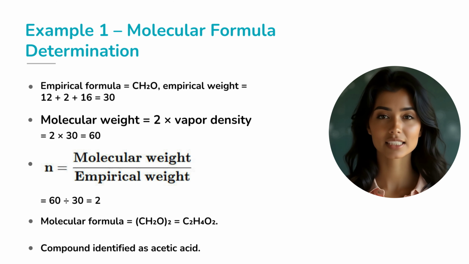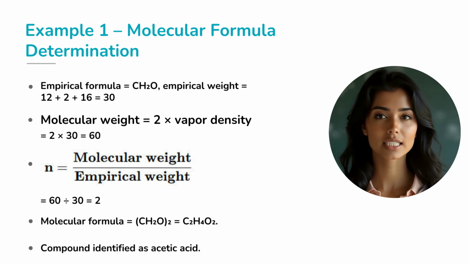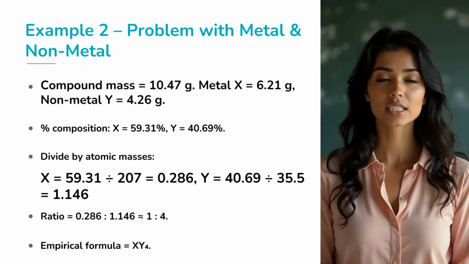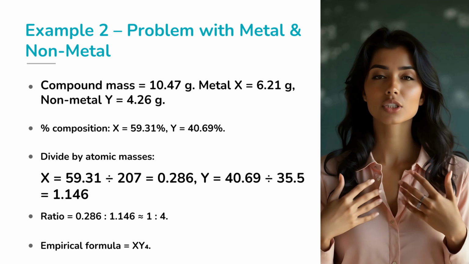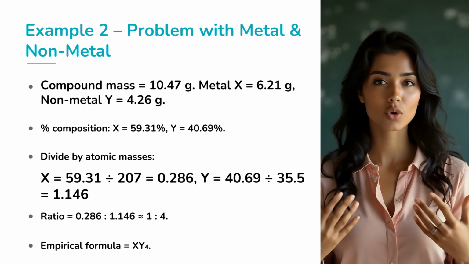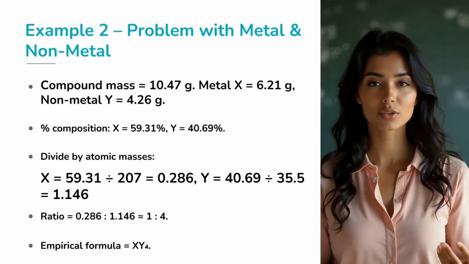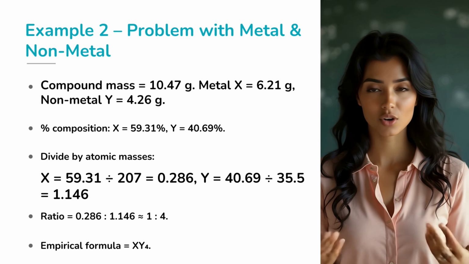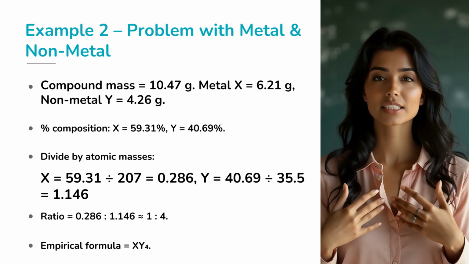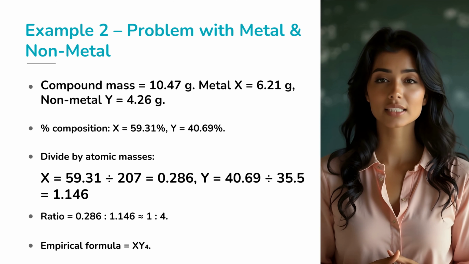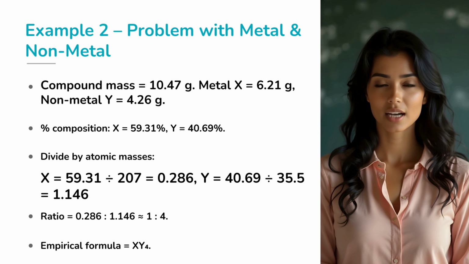That's acetic acid. Yes, the acid that gives vinegar its sour taste. From percentages on paper to something on your dining table, chemistry really is delicious. Here comes another one, a bit different. A compound weighs 10.47 grams, containing 6.21 grams of a metal X and the rest 4.26 grams of a non-metal Y. First, calculate percentages. X is 59.31% and Y is 40.69%.